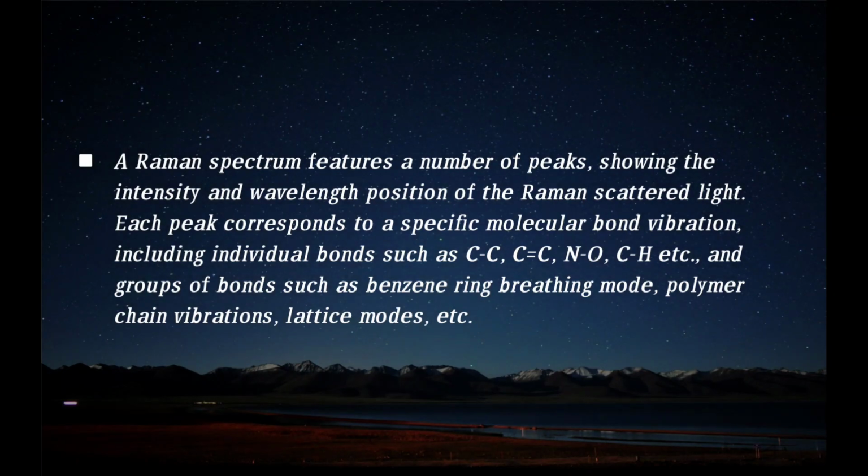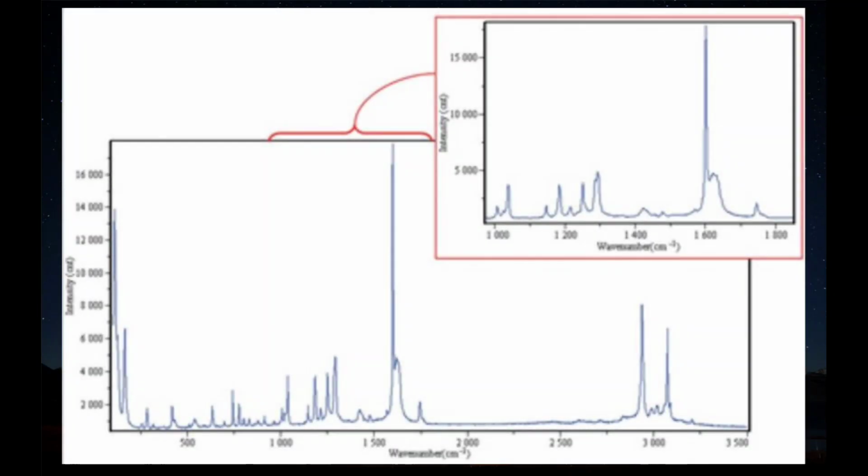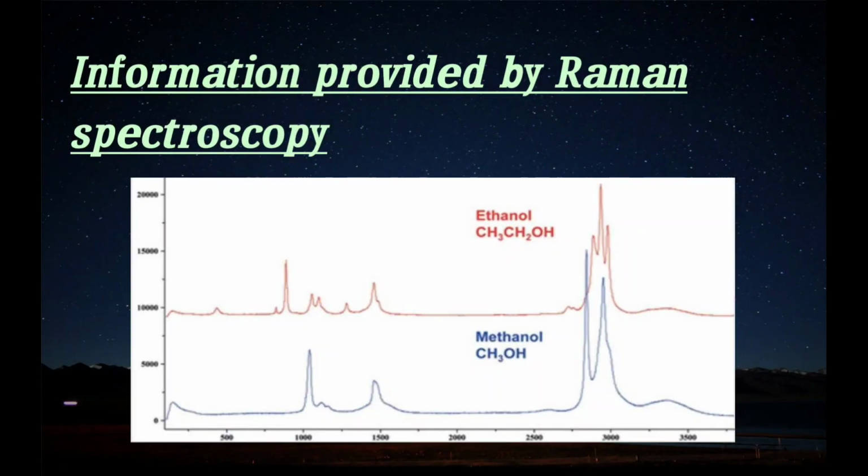A Raman spectrum features a number of peaks showing the intensity and wavelength position of Raman scattered light. Each peak corresponds to a specific molecular bond vibration, including individual bonds such as carbon to carbon, carbon double bond carbon, nitrogen to oxygen, carbon bond hydrogen, etc., and groups of bonds such as benzene ring breathing mode, polymer chain vibration, lattice modes, etc. The diagram shows the wavelength and wave number information provided by Raman spectroscopy.